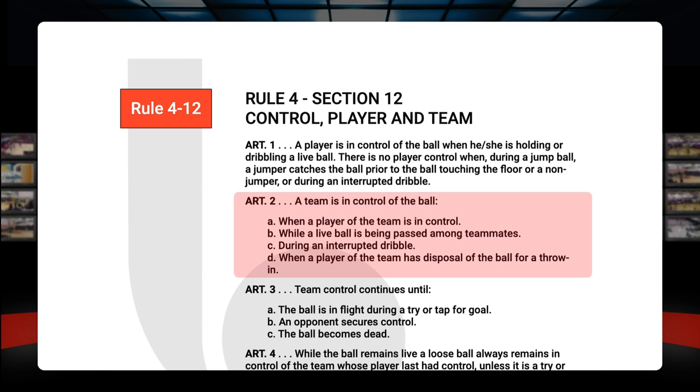And D, when a player of the team has disposal of the ball for a throw-in. Okay? D was added within the last decade in an effort National Federation of High School wanted fouls that occur during throw-ins to be team control fouls, no free throws being shot, and a chance to speed up the game. The introduction of this one clause, Article 2, D, when a player of the team has disposal of the ball for a throw-in, has caused a lot of confusion for high school basketball officials.